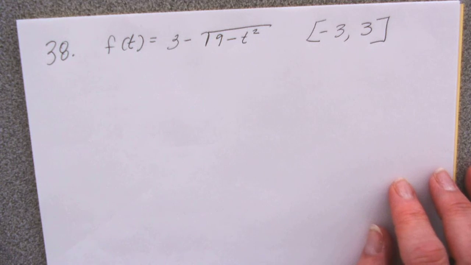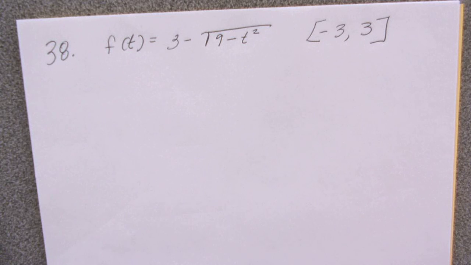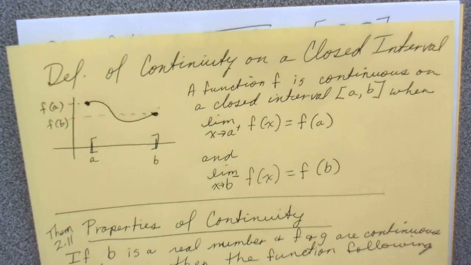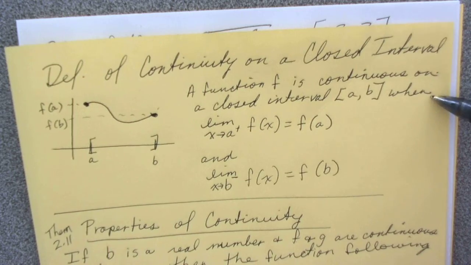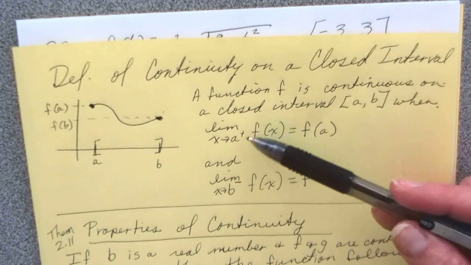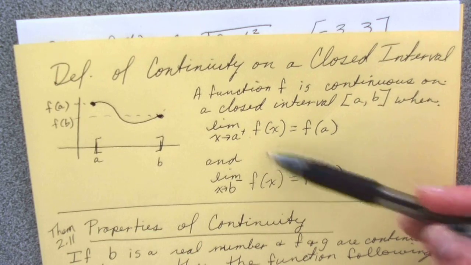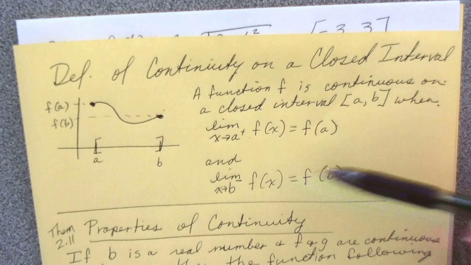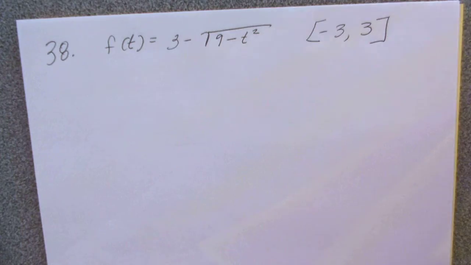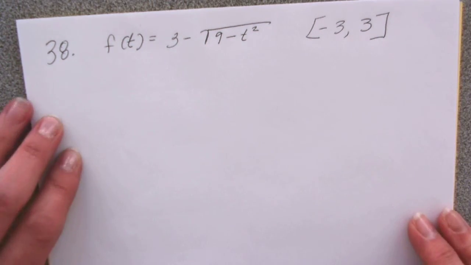Okay, so remember that theorem we talked about, the definition of continuity on a closed interval. So the function is continuous on a closed interval [a, b] when the limit as x approaches a from the right is equal to f of a, and the limit as x approaches b from the left is f of b. Okay, so let's see if that is true here.